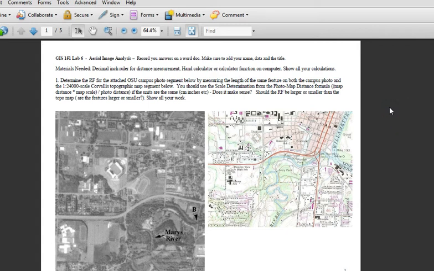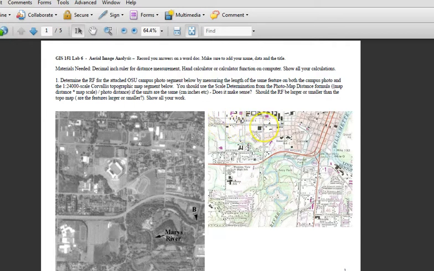For Lab 6, I'm going to figure out the scale of this air photo based on a distance that you measure from the topographic map. So this is the topographic map. It is the known map or the map distance, and you know the map scale for this, which is 1 to 24,000. So you'll measure something that you can clearly identify on this map. The larger distance you can measure, the better.